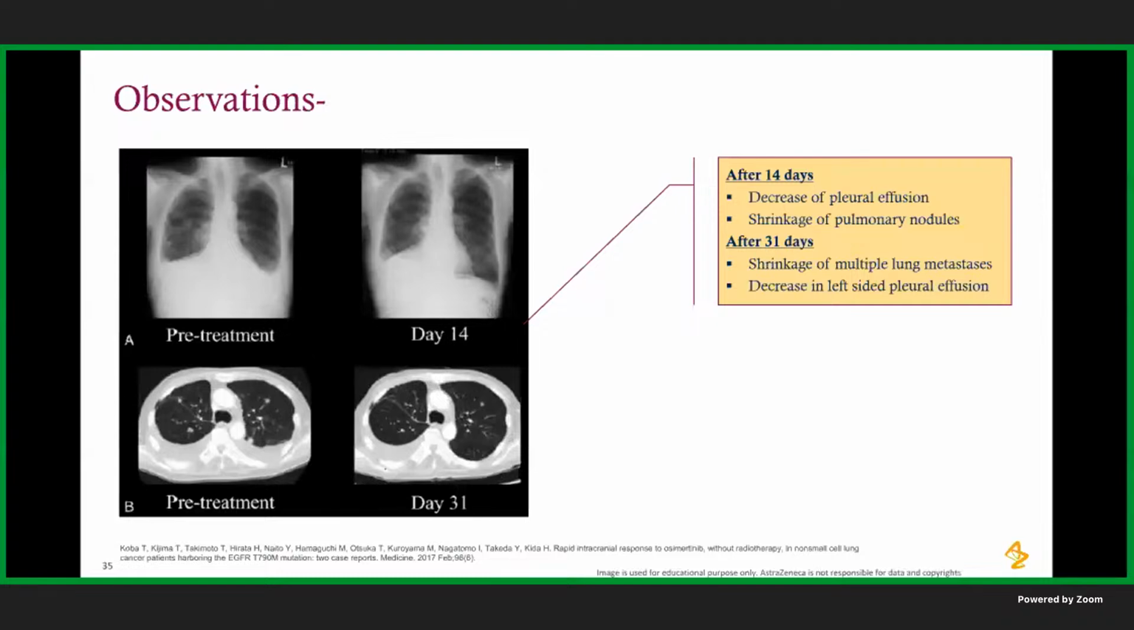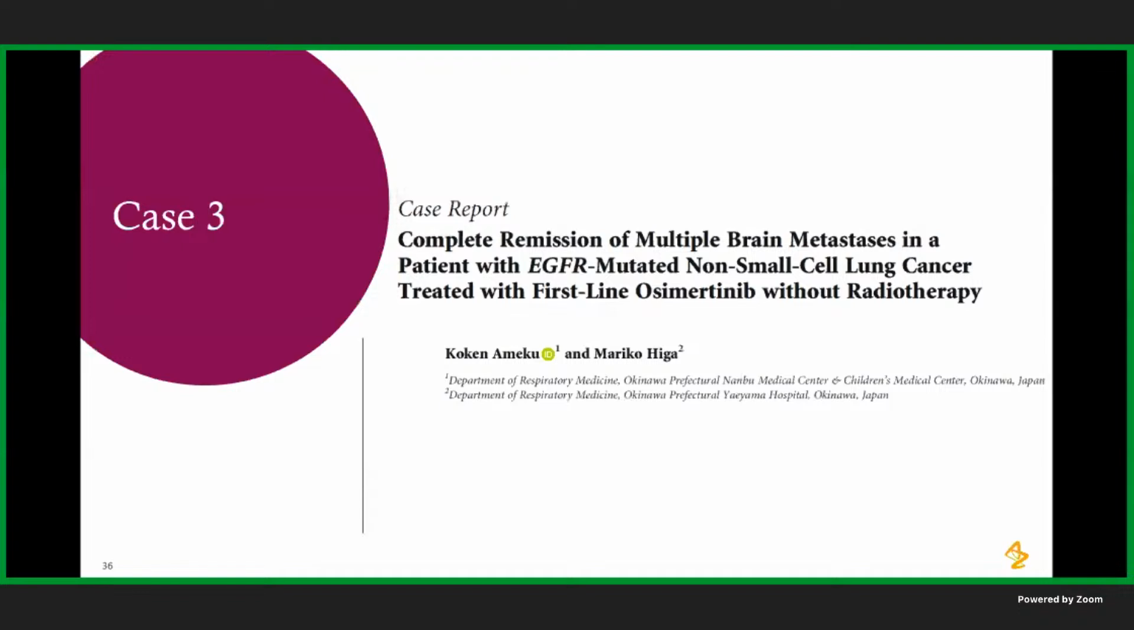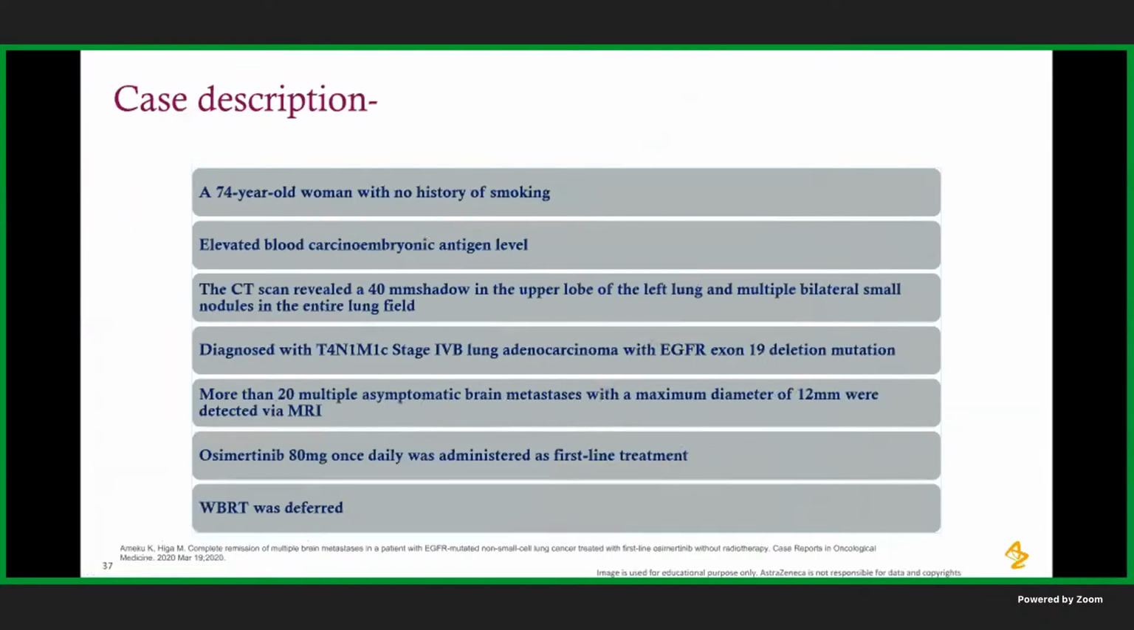So both these cases are there to highlight that not only is osimertinib effective, but it is a rapid responder in some cases. I'm not saying that's a rule, but rapid responder in some cases. Then there is a third case report which shows complete remission of brain mets in a patient with EGFR mutated NSCLC treated with first line osimertinib without radiotherapy. So we all know that we do have an option of omitting radiation and giving osimertinib in patients. We may give 80 mg. Sometimes there is also data for 160 mg for better blood-brain barrier crossing.